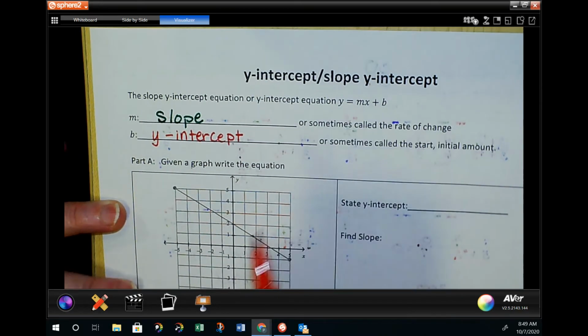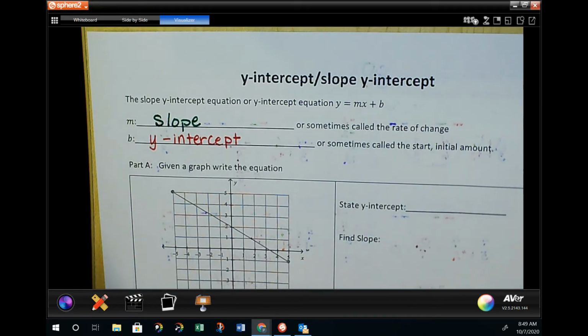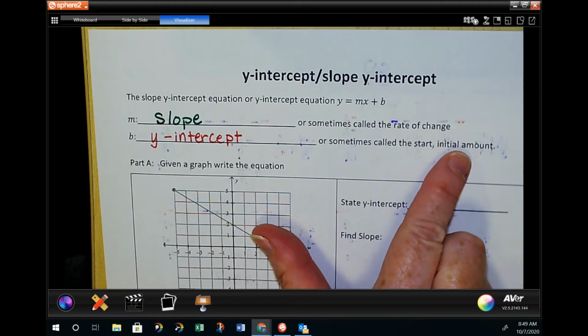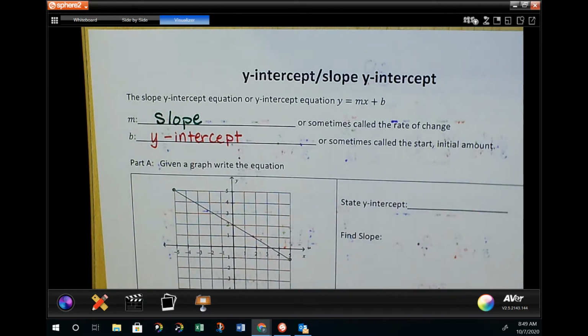Sometimes we call the slope the rate of change, and sometimes you'll hear the y-intercept described as where do you start, or what is that initial amount. That word initial amount is usually used in science.